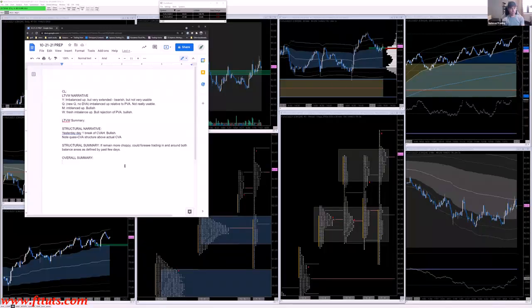Overall summary. Bullish market with fresh on weekly in continued balanced states across most all timeframes, including fresh breakout of CVA, right? Market's very bullish.